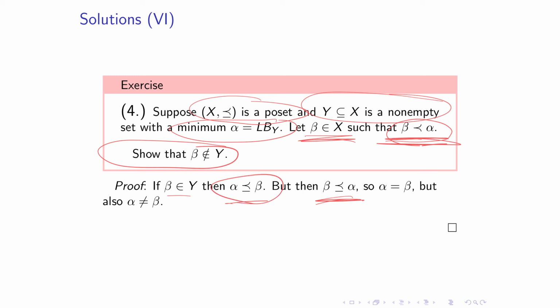Well, now we have this pointing in both directions, and antisymmetry tells us that equality follows. But again, from the fact that beta strictly precedes alpha, part of what that means is that alpha cannot equal beta. So we have that. There's a contradiction, and so our proof by contradiction is complete.